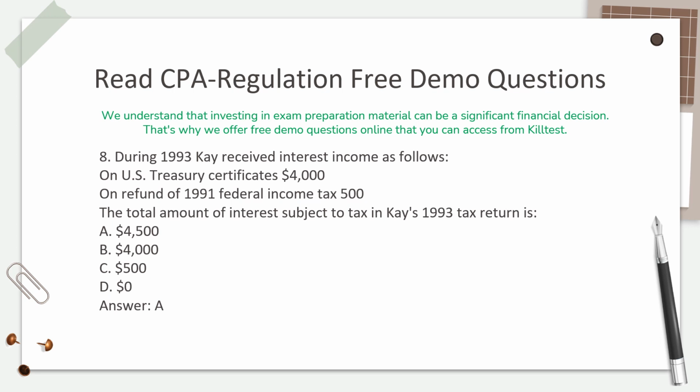8. During 1993, K received interest income as follows. On U.S. Treasury certificates $4,000. On refund of 1991 federal income tax $500. The total amount of interest subject to tax in K's 1993 tax return is A. $4,500. B. $4,000. C. $500. D. $0. Answer. A.